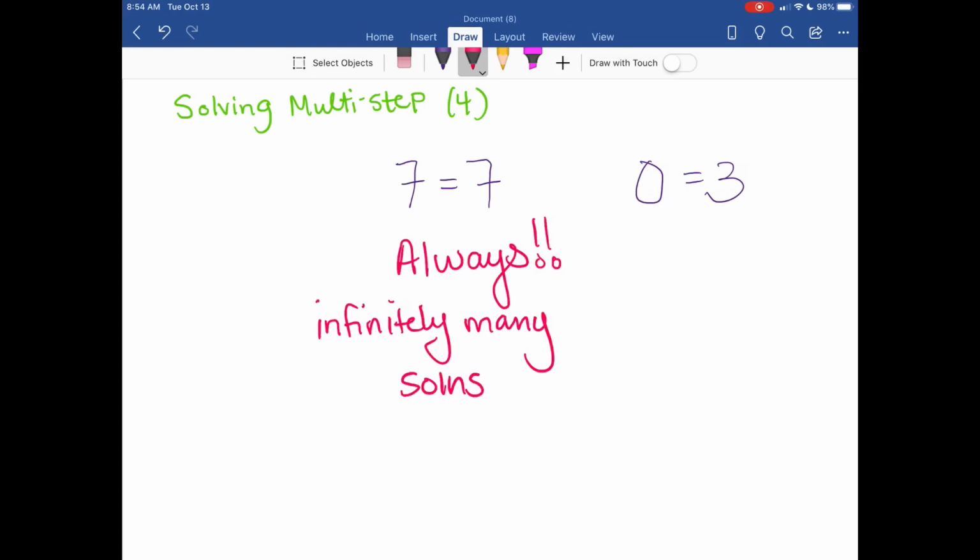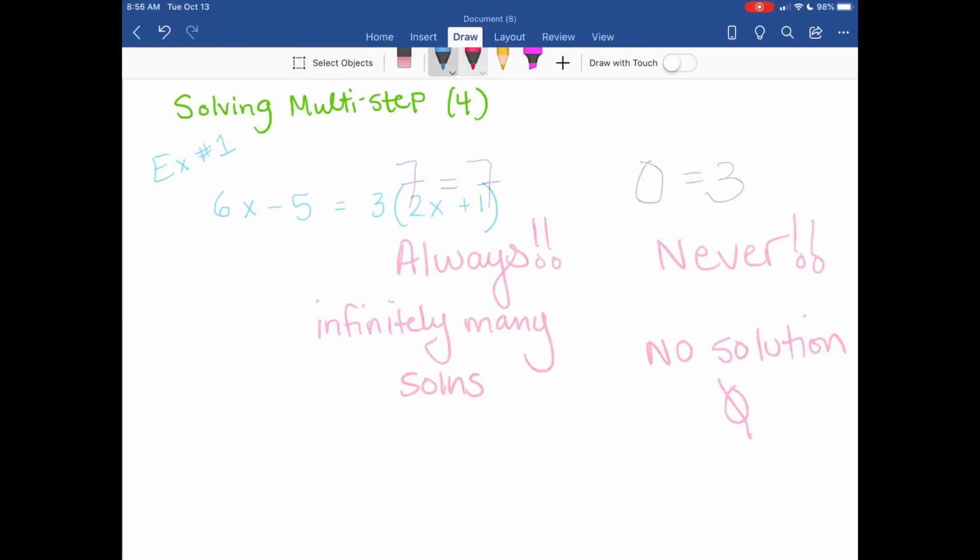Let's look at that second statement. Always, sometimes, or never true. 0 equals 3. That is never true. So when we see an equation that ends up with a statement that is never true, we know there is no solution. And sometimes you hear or see this notation, which means the empty set.